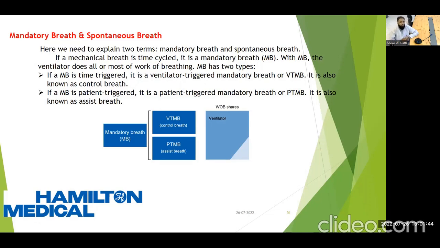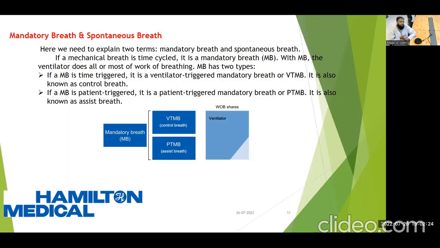Basically there are 2 types of breaths. The number 1 is mandatory breath. Number 2 is spontaneous breath. So what is a mandatory breath? Here we need to explain 2 terms, mandatory breath and spontaneous breath. If a mechanical breath is time cycled, it is a mandatory breath. If a breath is time cycled, we have set the time of inspiration or BCT. So if the breath is time cycled, it is a mandatory breath.